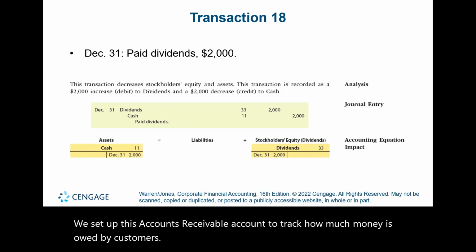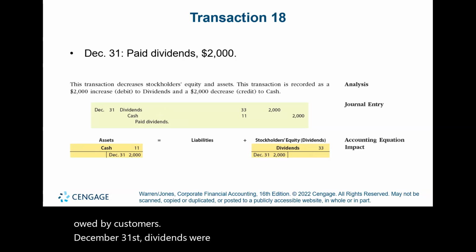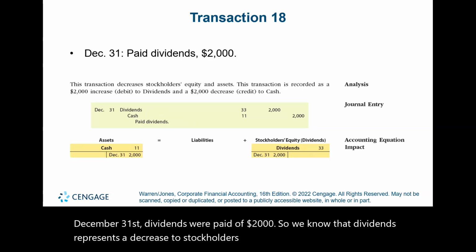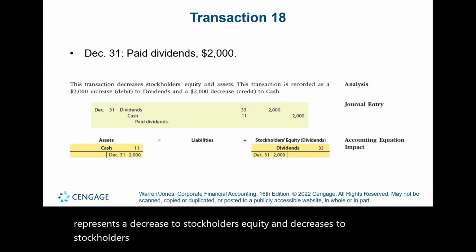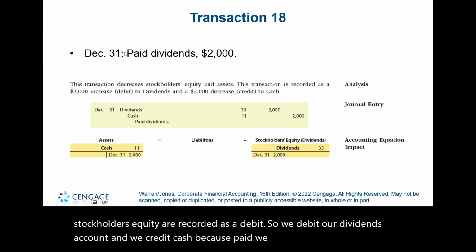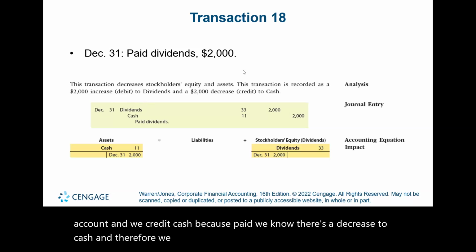December 31st, dividends were paid of $2,000. So we know that dividends represents a decrease to stockholders' equity, and decreases to stockholders' equity are recorded as a debit. So we debit our dividends account and we credit cash, because paid, we know there's a decrease to cash, so therefore we credit our cash account.